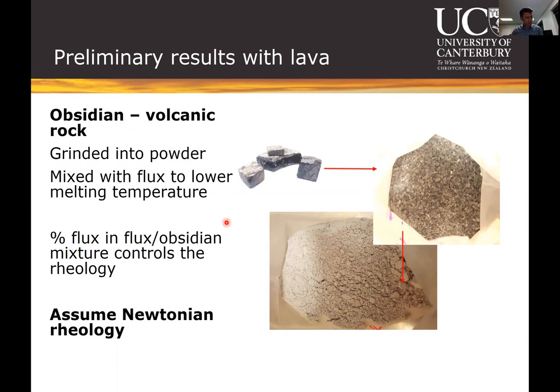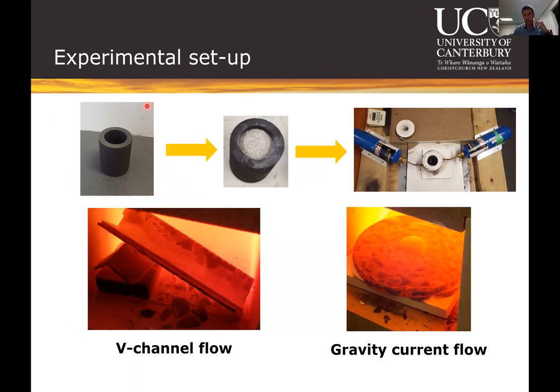I'll start by giving you a bit of a recipe about how to do lava in the lab, and this is work done by my colleagues, volcanologists and geologists. The powder you see here is obsidian, which is a volcanic rock, mixed with a flux, which basically lowers the melting temperature. For what I'm going to show next, we're assuming for now just a Newtonian rheology, and all we are going to recover is the viscosity.